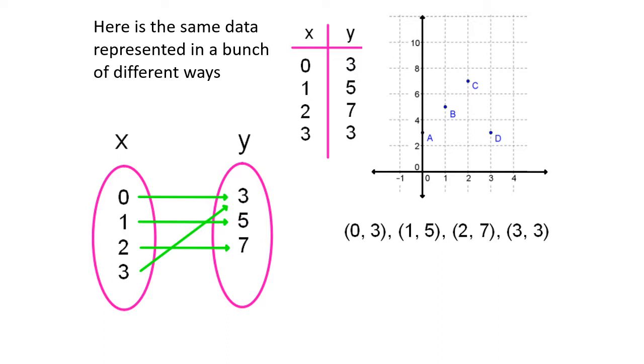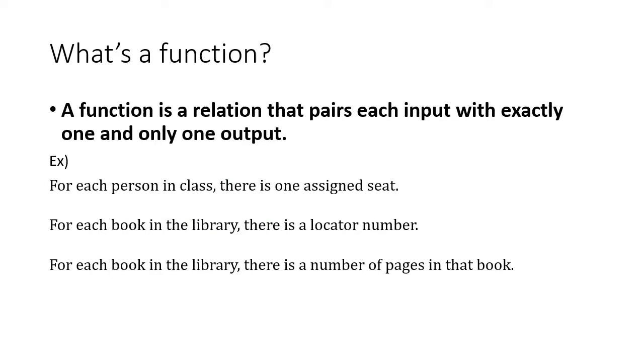So you can see that, for example, 0 is paired with 3, 1 is paired with 5, 2 is paired with 7, and 3 is paired with 3. We have that represented here in a T-chart. We then have them graphed as ordered pairs and then listed out as ordered pairs. So how do we determine, based on this data, if it's a special kind of relation called a function or not? Well, a function is a relation that pairs each input with exactly one output.